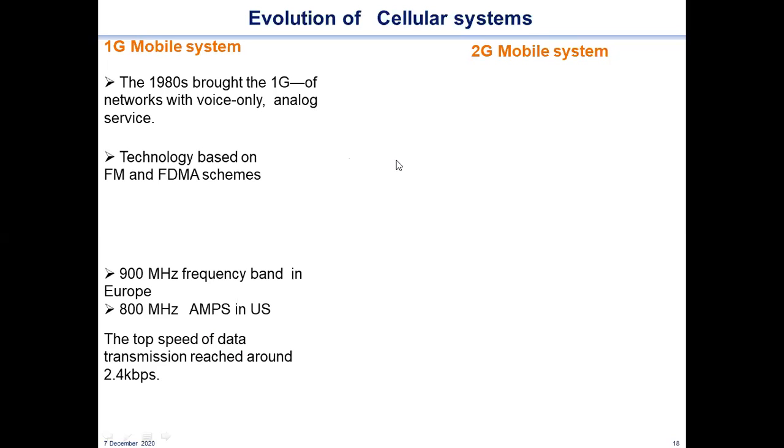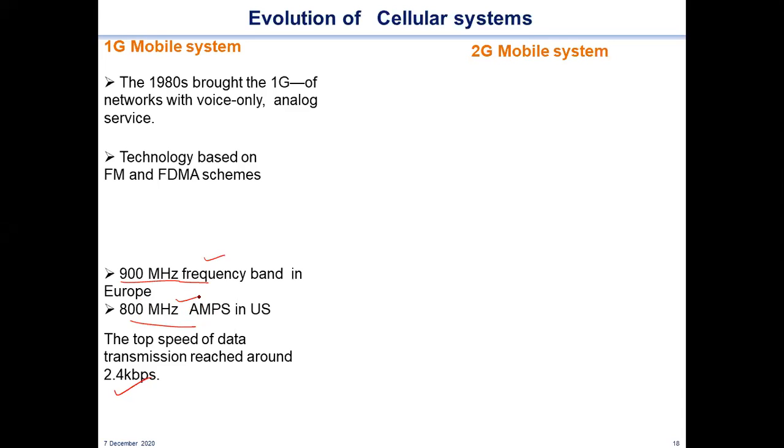So the 1980s brought the 1G mobile phone network. It was voice only, and it's an analog based service. The top speed of transmission of the 1G network was only 2.4 kbps. It was using two frequency bands. Europeans were using the 900 megahertz band, and Americans were using the 800 megahertz band.